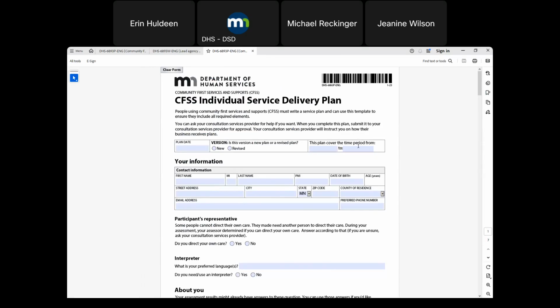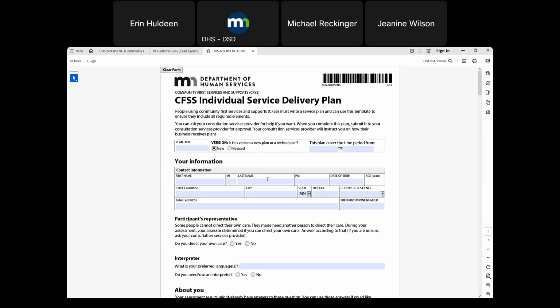The service delivery plan, again, the person is writing the plan with assistance of their consultation services provider if they choose to receive that assistance, but the consultation services provider is reviewing the plan, sending it over to the lead agency for approval. And then once it's approved, the lead agency is responsible for sending you, the CFSS provider agency, a copy of the approved service delivery plan. So most of the plans that you're going to see right now are going to be new plans.